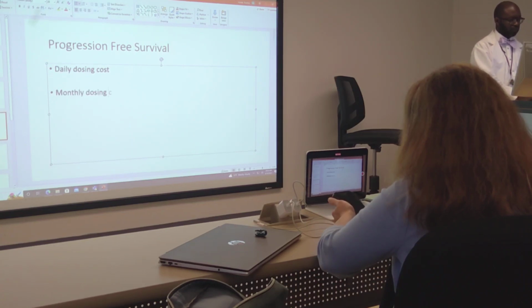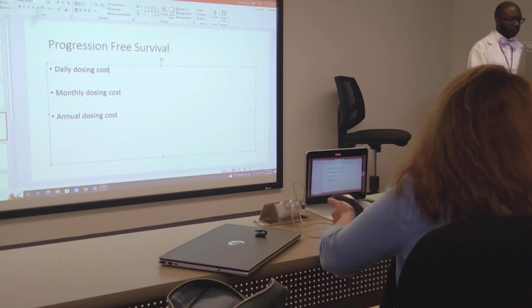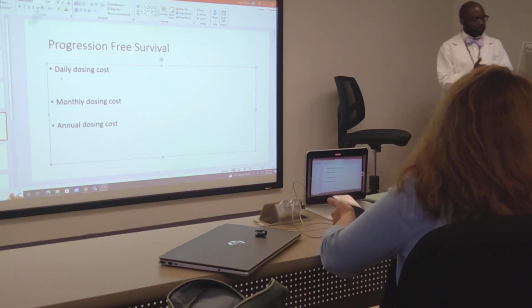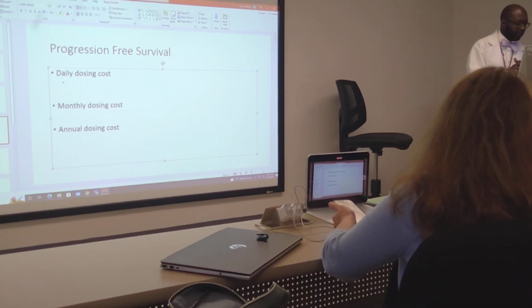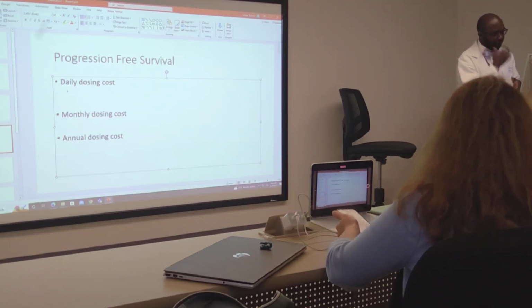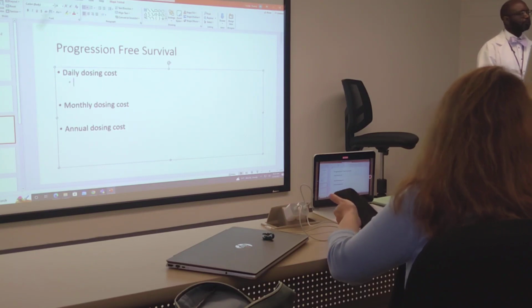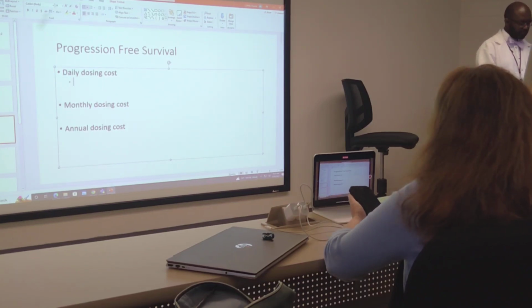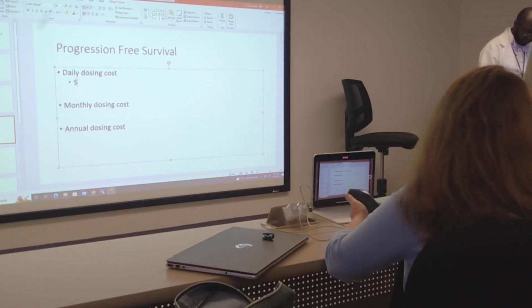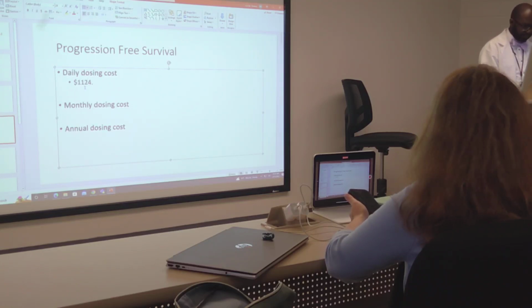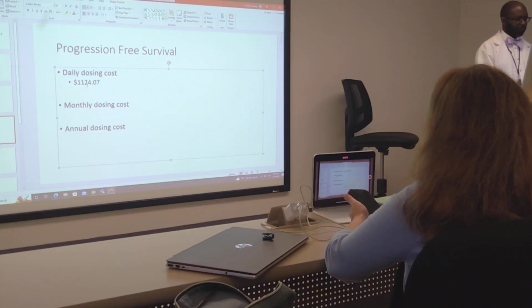Economics finished already? Okay, let's go to daily dosing cost. So you guys tell me how much would it cost per day to dose this patient on therapy? About $1,124.70. Okay, that's the daily cost.